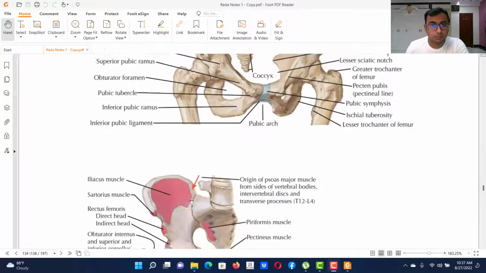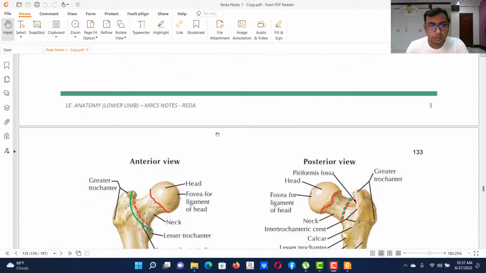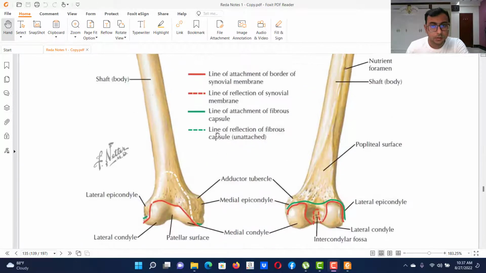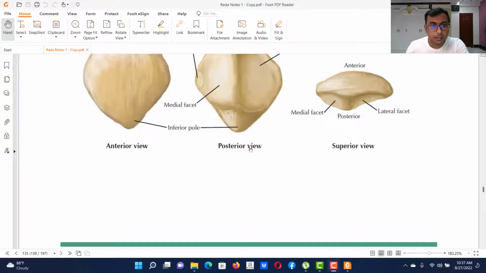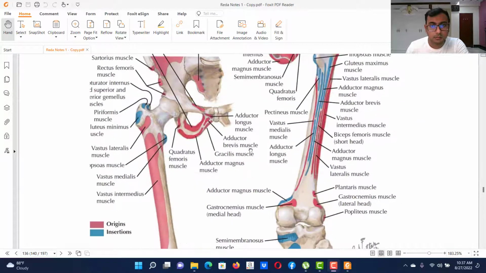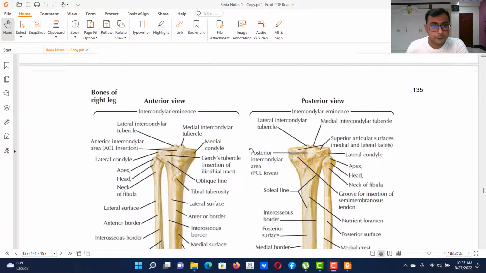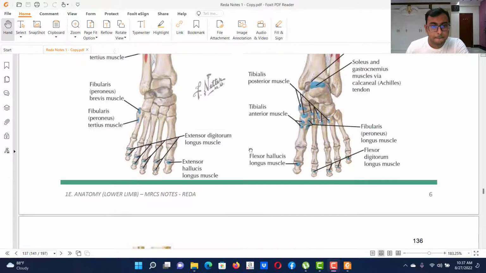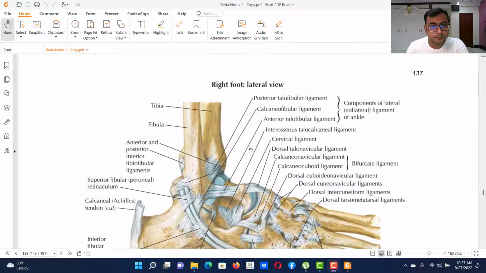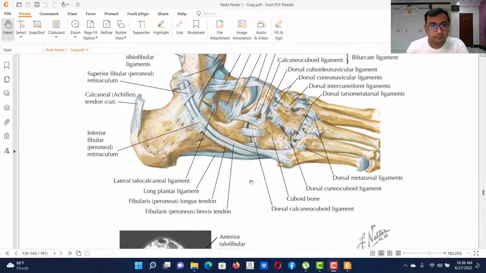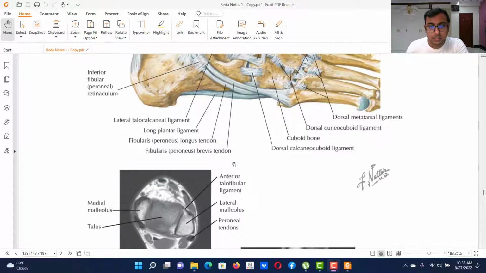So these are all the muscle attachments along with the bones. So long bones, patella, the nerves of the muscles. Some foot anatomy, some ligaments. There are some questions here that I will discuss later on.